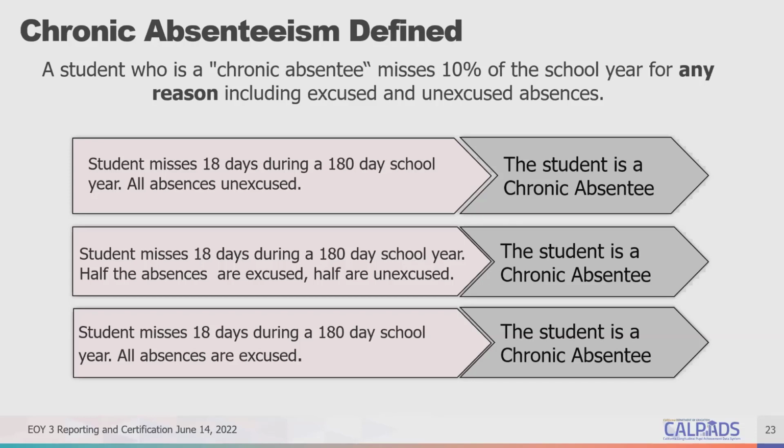So even if a student may have been struggling with COVID, we certainly would understand that, but that student's still going to be considered a chronic absentee if they missed 18 out of 180 days. We don't want to confuse chronic absenteeism with truancy.